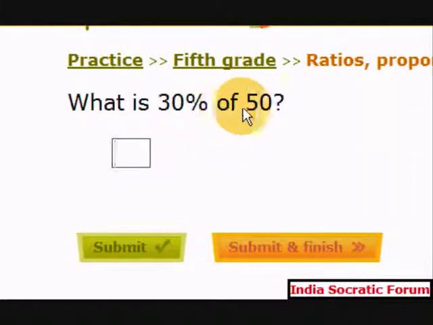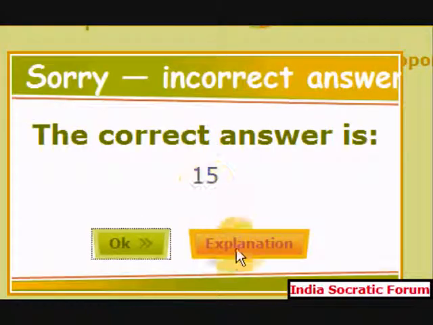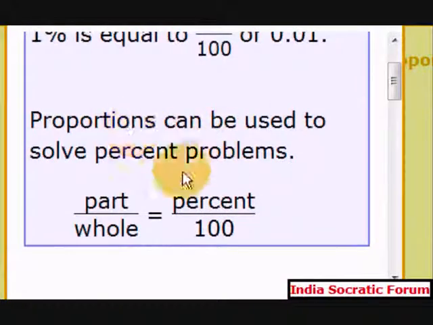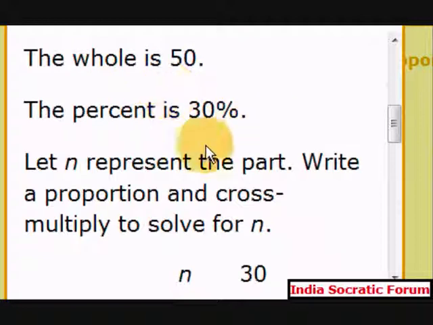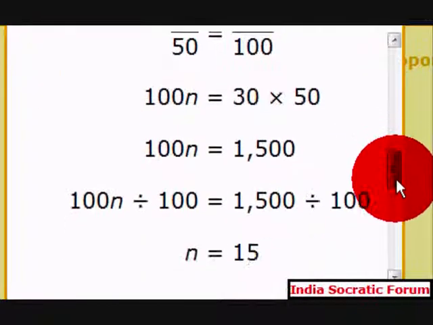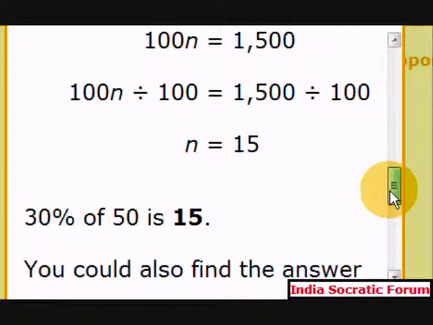What is 30% of 50? Pause the video and do the job. Correct answer is 15. See how we got it? The rule. Read the rule aloud. Substitute. Percent is 30, right. Substitute in the formula. Cross multiply. Then simplify by dividing by 100. Then you find the value for n. 30% of 50 is 15.